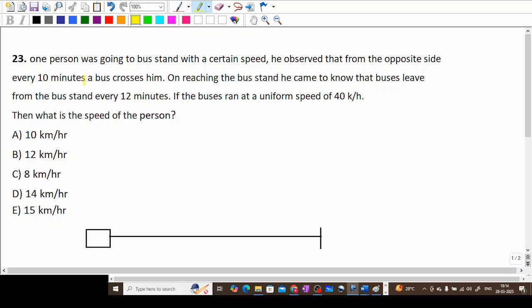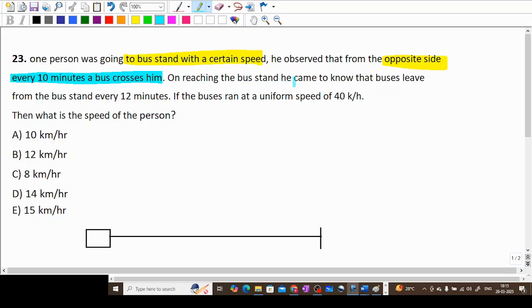Let us understand the question first. One person was going to a bus stand with a certain speed. He observed that from the opposite side, every 10 minutes a bus crosses him.